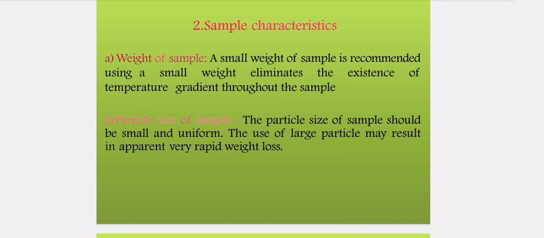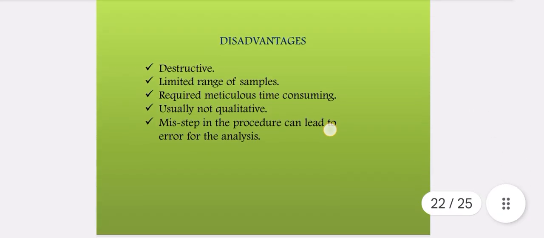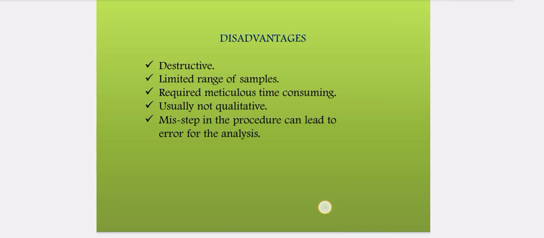Next are the advantages. It is an accurate and precise method of macro quantitative analysis, with a low detection limit, up to 10 to the power of minus 7. It gives reliable data, is easy to use, needs minimal sample preparation, and is capable of conducting isothermal and cooling experiments. Next are the disadvantages. TGA can be destructive. A limited range of samples are allowed, and it requires meticulous work. This method is a bit time consuming and usually not qualitative. A misstep in the procedure can lead to errors in analysis.